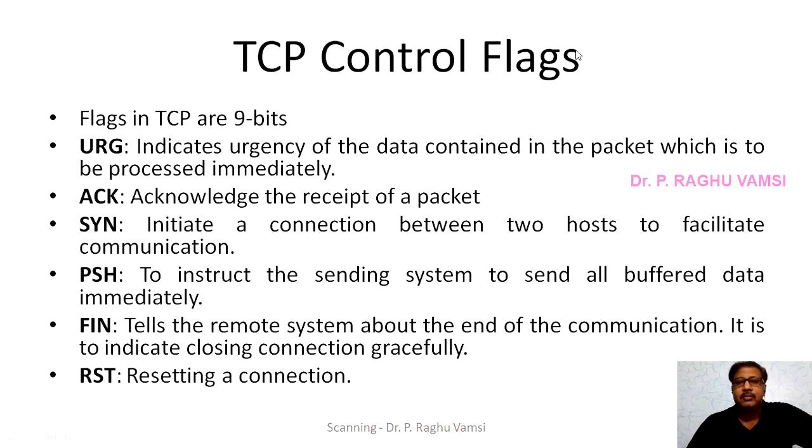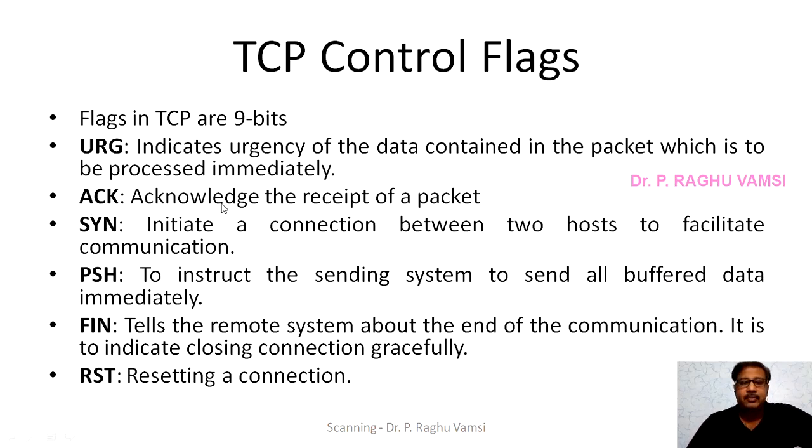This TCP control flags we'll see in detail. Flags in TCP are 9 bits. The URG flag indicates the urgency of the data contained in the packet, which is to be processed immediately. That is the urgency level of the packet to be processed. If the URG flag is set, then the packet is considered to be very urgent, top urgent, and needs to be processed immediately.